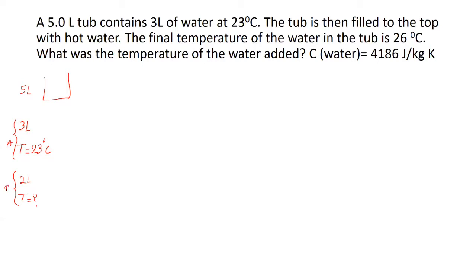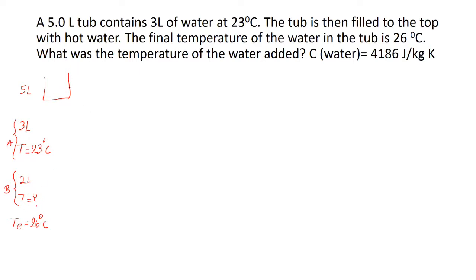And if I name this one B, so 3 liters of 23 degrees Celsius water and 2 liters of, we don't know what temperature, but we know it's hot water. And T equilibrium is 26 degrees Celsius. Right now, something that we want to find is temperature of hot water.